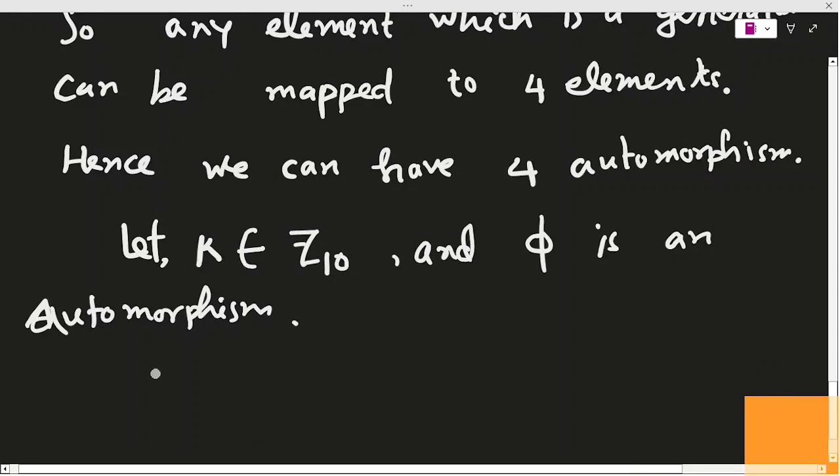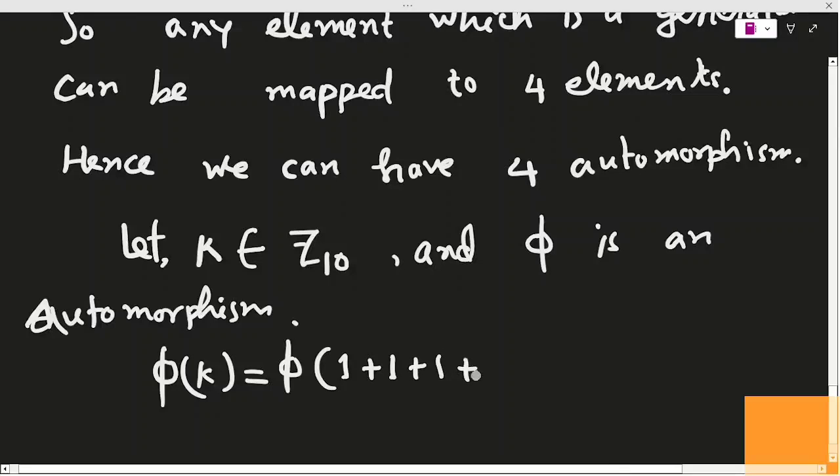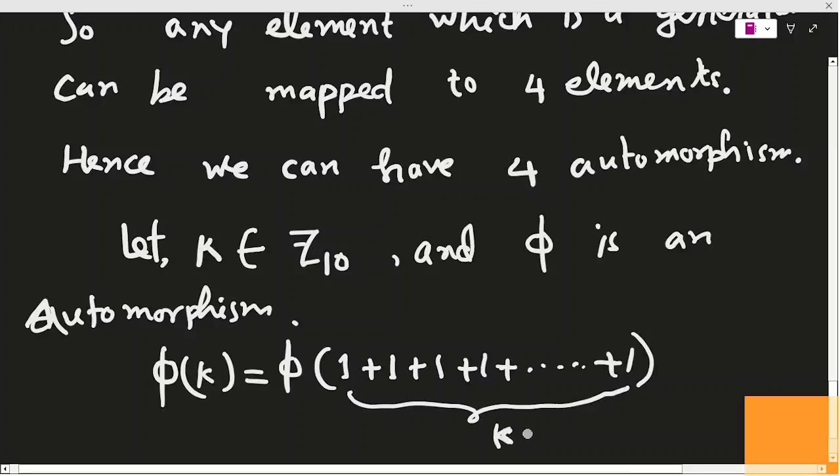Then what is phi of k? Phi of k is equal to 1 plus 1 plus 1 plus 1 plus dot dot dot plus 1. How many times? It will be k times. Okay, how many times? K times.